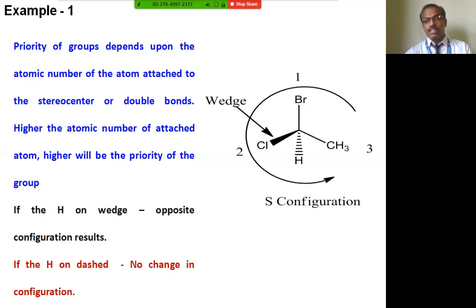That's it. I didn't touch that basic point here. Directly I was going for the examination point of view. Okay, so now the hydrogen is on dashed bond, so no change. So whatever configuration you are getting, as it is you have to represent.